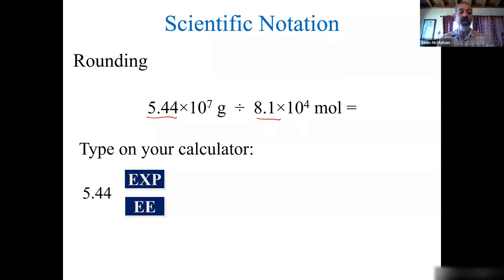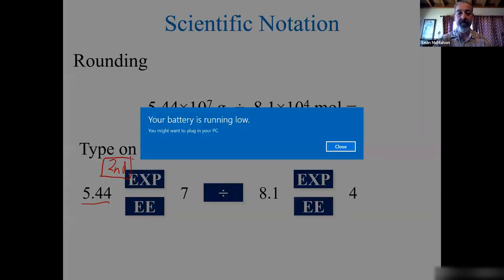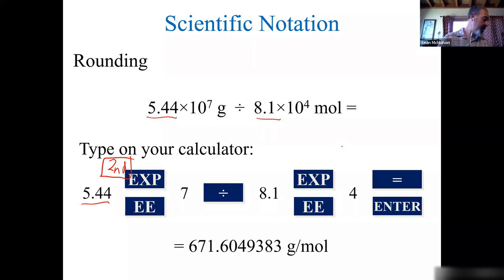But to get it, you actually have to hit 5.44, and then you would actually have to hit the second function button, the blue button on the upper part right there, and then hit that EE, which is above the X to the -1 on your calc. Then you'd hit 7, then you would hit divide, 8.1, second function EE, 4, and then you would hit equal.